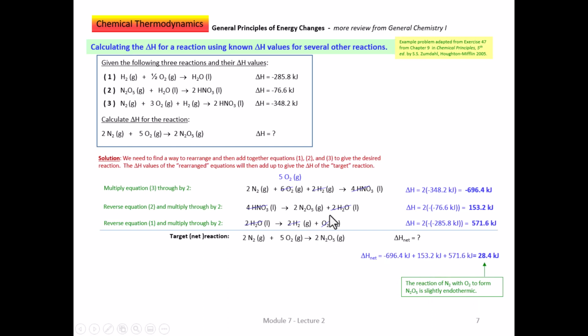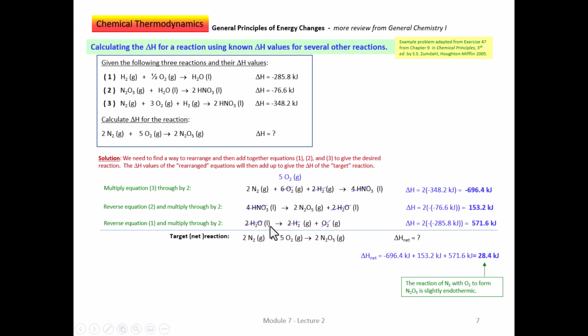You might ask, why were we constantly multiplying by 2? Is that a thing for all the examples? No, it just turned out that in this particular example, we multiplied by 2 a lot to reach our target reaction.